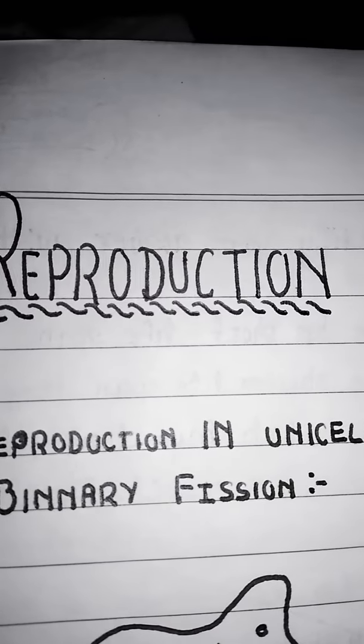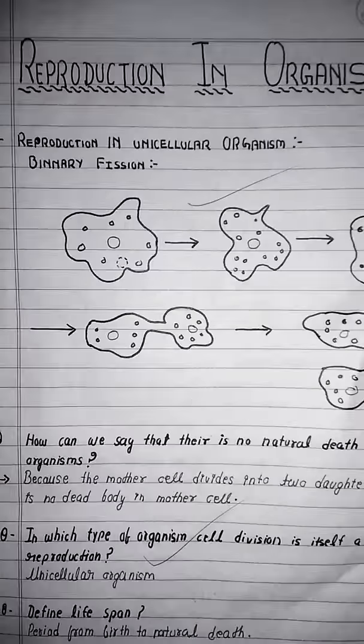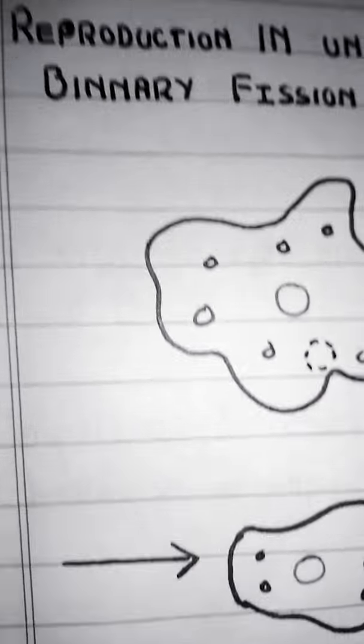So here we are going to start the chapter reproduction in organisms. So firstly, let's study about the reproduction in unicellular organisms: binary fission.